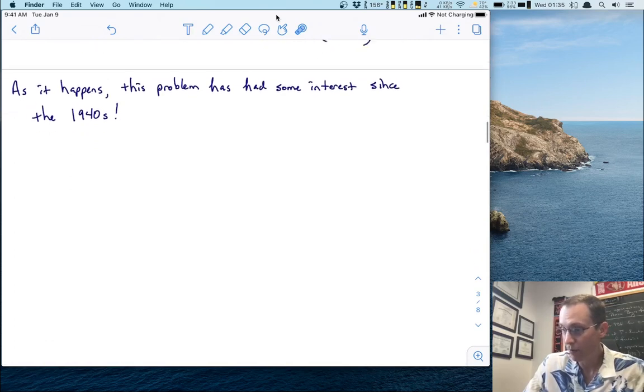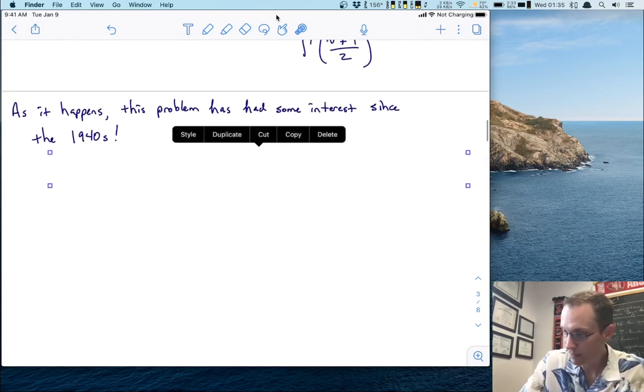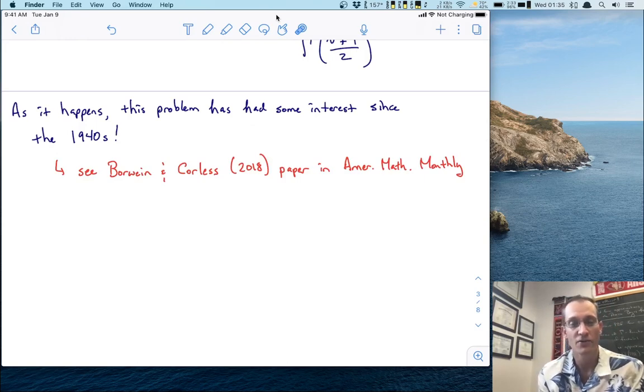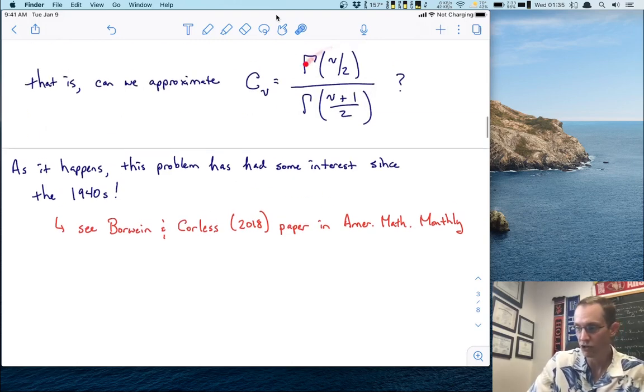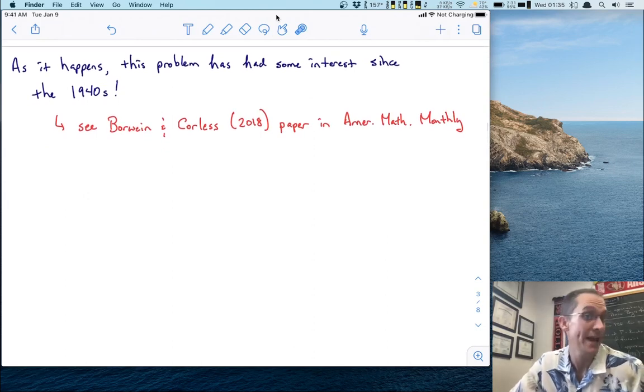And it turns out that this problem of approximating quotients of gamma functions has had some interest since the 1940s and possibly even before. If you want to read a little bit of the history on this, you can see the excellent paper in the American Mathematical Monthly by Borwein and Corliss, where they present a really big survey of papers in the Monthly that talk about the gamma function and even more specifically quotients of gamma functions. So this little interesting problem pops up in some most unexpected places. So let's see if we can use it to approximate Bayes factors.